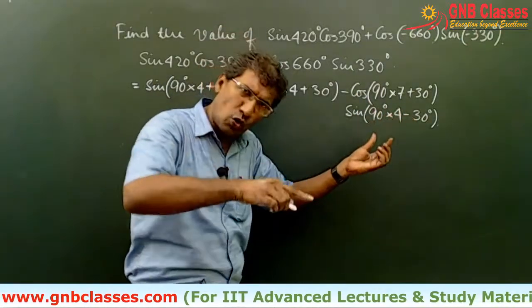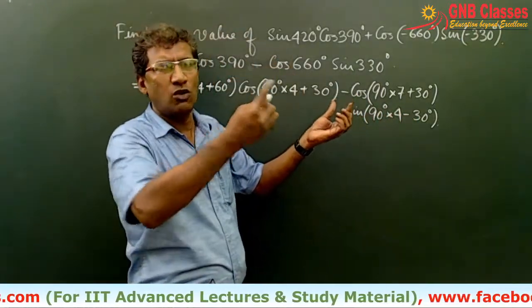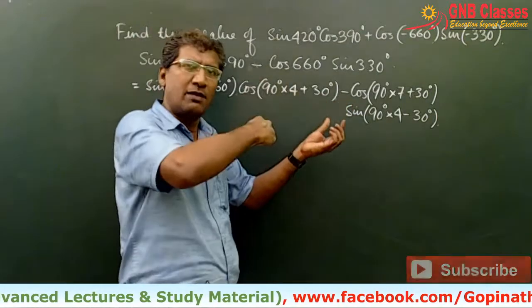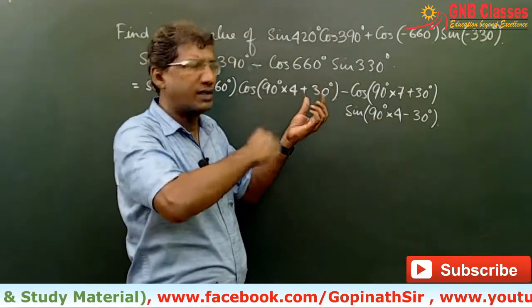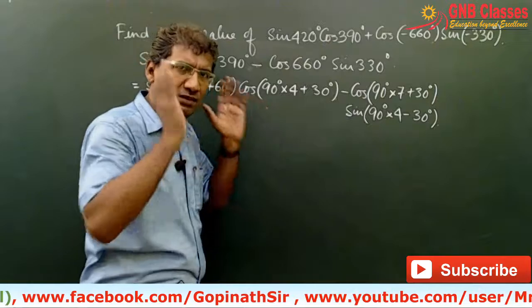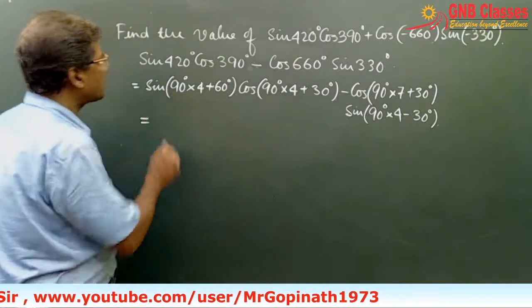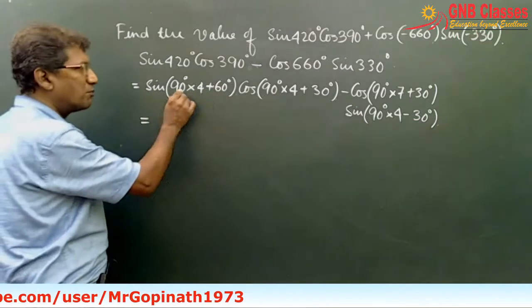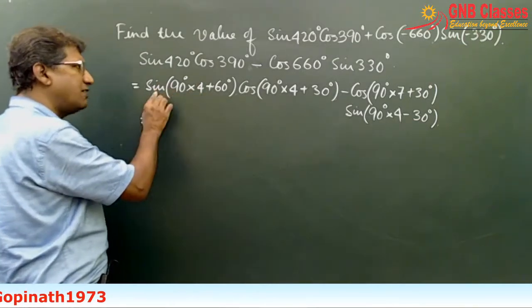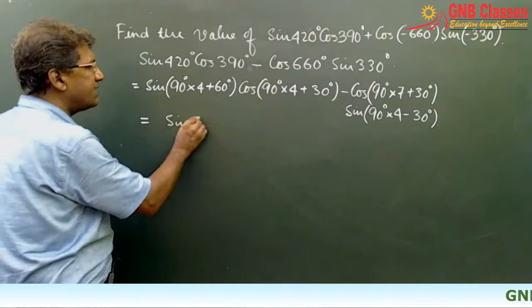Why? Because I want to show you that when the angle comes, it retreats and comes to the previous quadrant, then what happens? Actually, we get the same result. Okay. So, in this case, what will happen? Sine. Multiple of 90 degrees is 4. So, sine will remain sine. So, it will be sine 60 degrees.